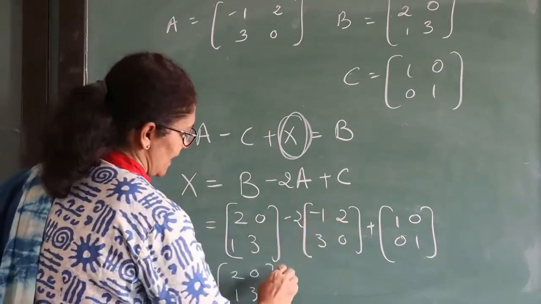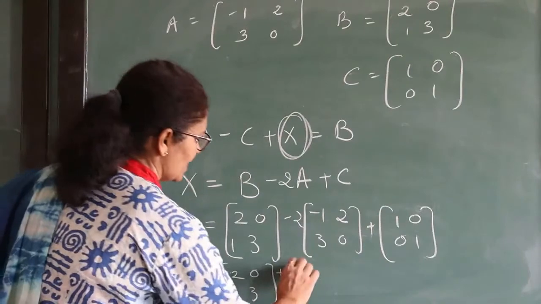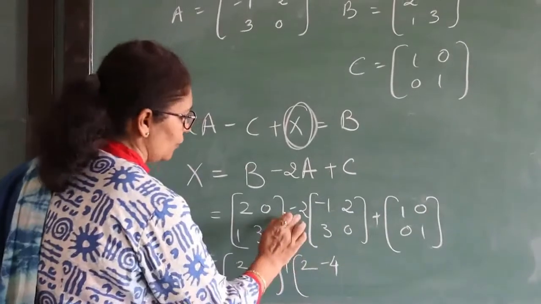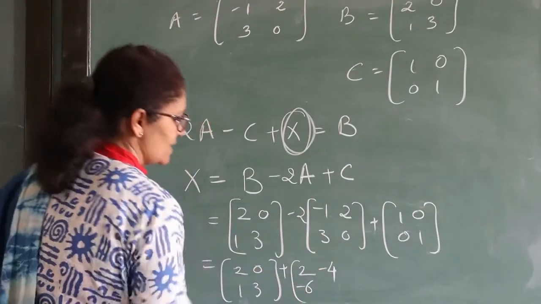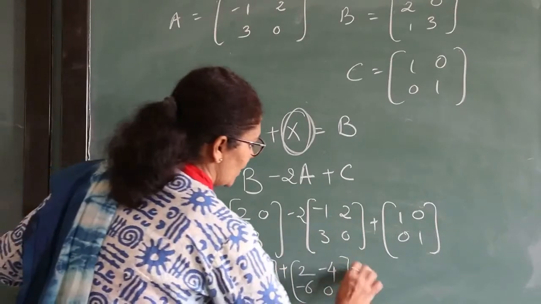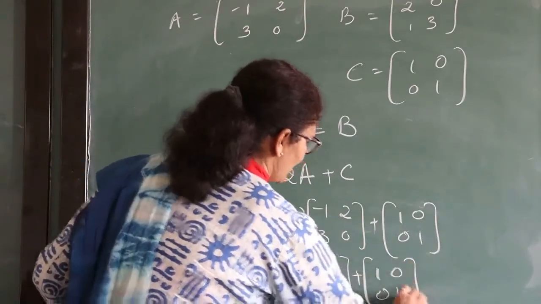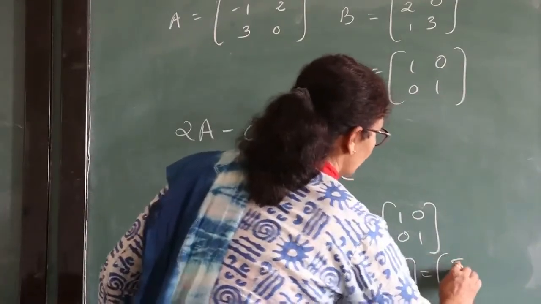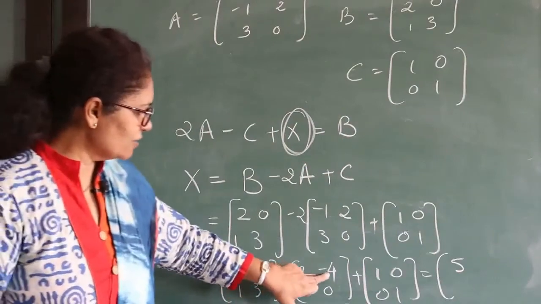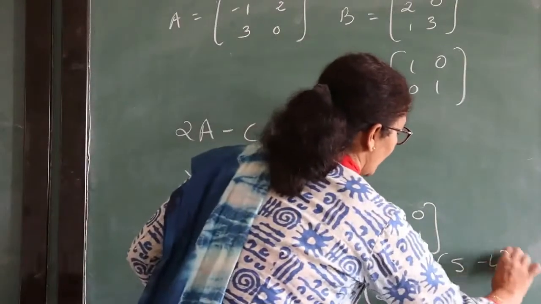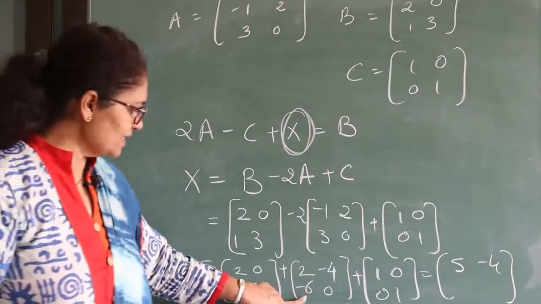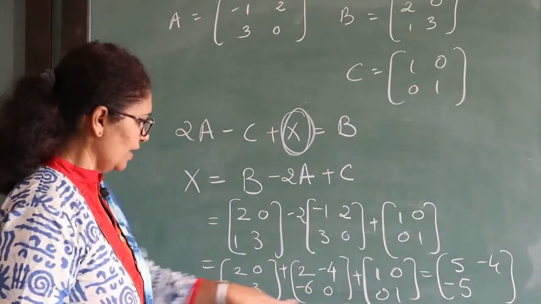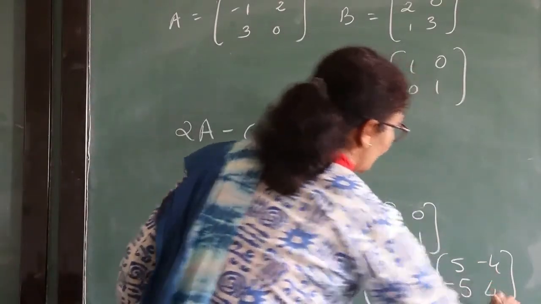Let's take this number inside, minus 2. So we can keep here plus sign. Minus 2 minus 1 will be 2. Minus 2 minus 2 will be minus 4. Minus 2 into 6 minus 6, and 2 into 0 will be 0. Plus 1, 0, 0, 1. Now addition of 3 numbers. 2 plus 2 plus 1. 2 plus 2, 4 and 1, 5. 0 minus 4 plus 0 will be minus 4. Third, 1 minus 6, minus 5. So plus 0 will be minus 5 only, and last 3 plus 0 plus 1 will be 4.